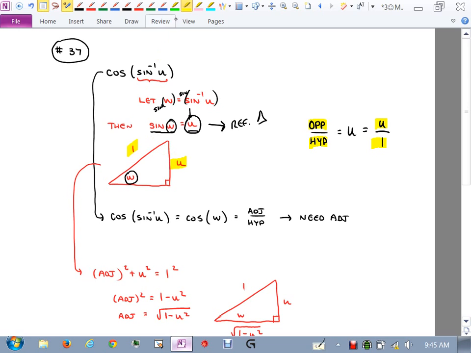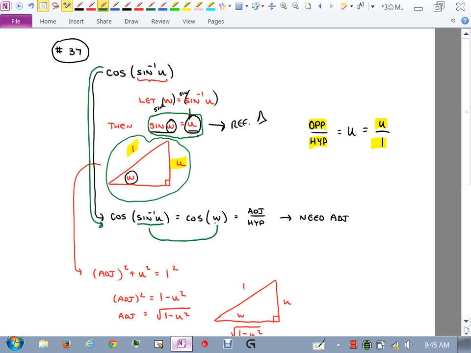This triangle right here is a geometric or visual representation of this equation. And what's really interesting about this is that if we go back and look at what we were trying to figure out, we wanted to know what cosine of sine inverse of u was. But sine inverse of u is w. So we really wanted to know what cosine of w is.